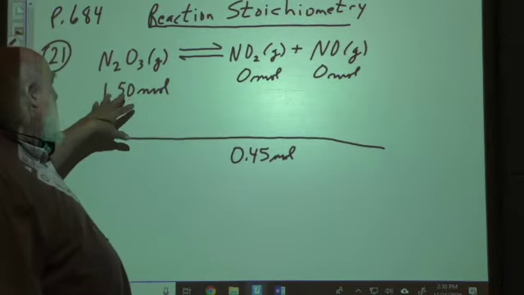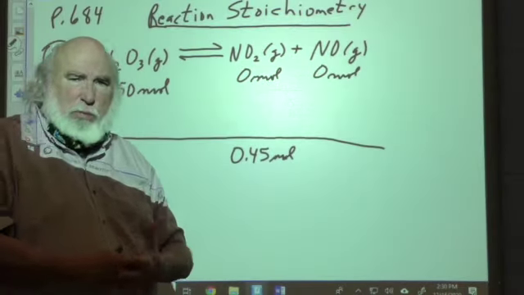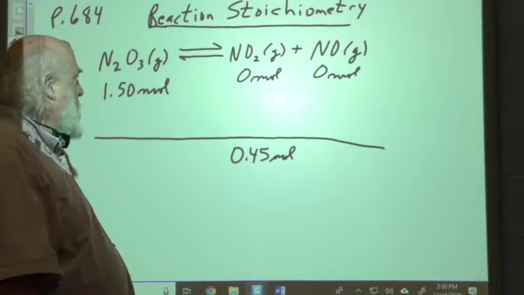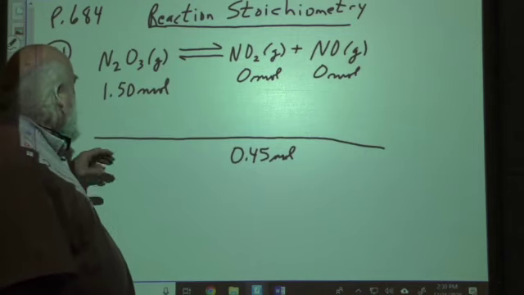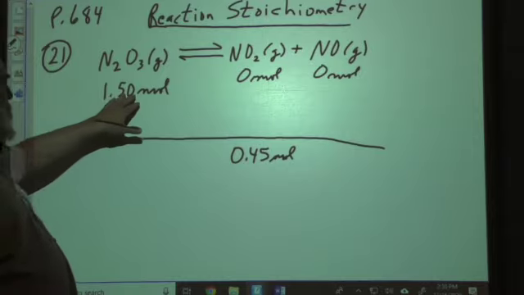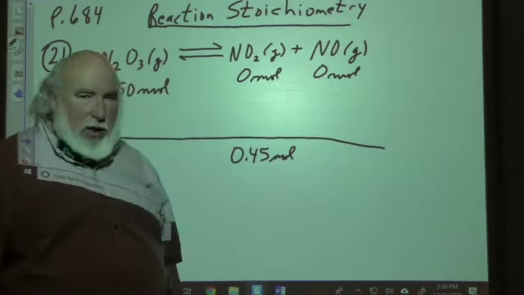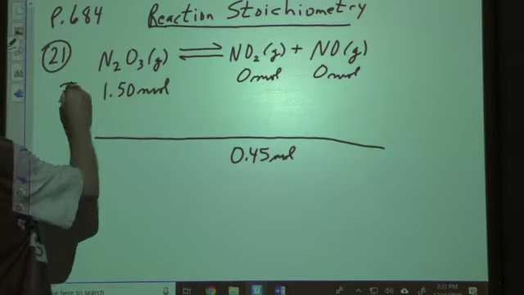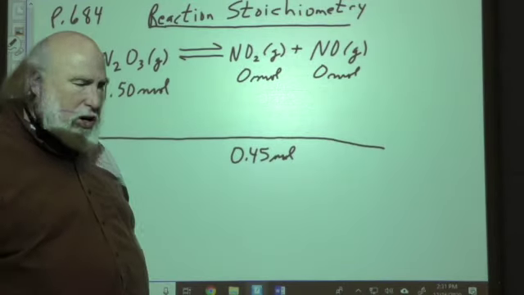But for right now, we're going to look at the fact that we're not going to get all 1.5 moles to break down into NO2 and NO. It's going to be a partial breakdown. Okay? Kind of like driving a Ford. So we're starting with 1.5 moles, this is number 21. We have 1.5 moles of N2O3, and we have no moles of NO2 and no moles of NO. That's initially, so we're going to put an I there. That's the initial part before anything starts bumping into each other.